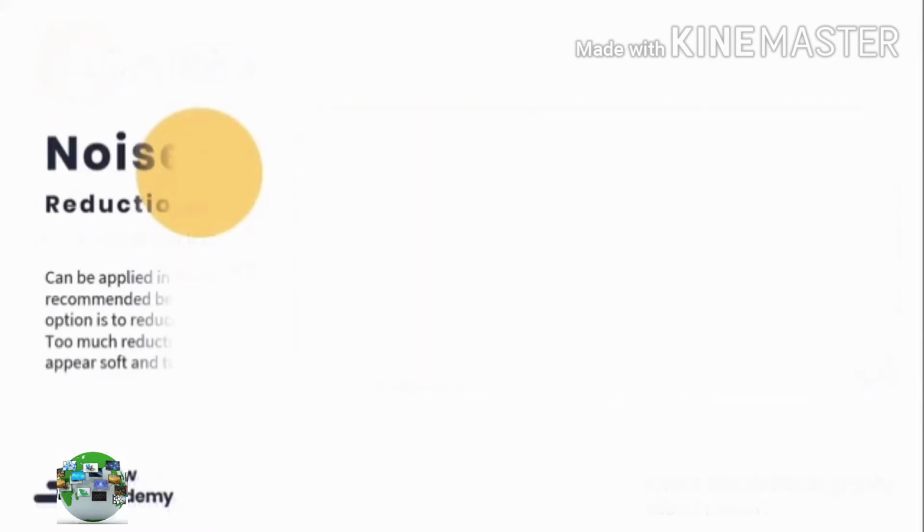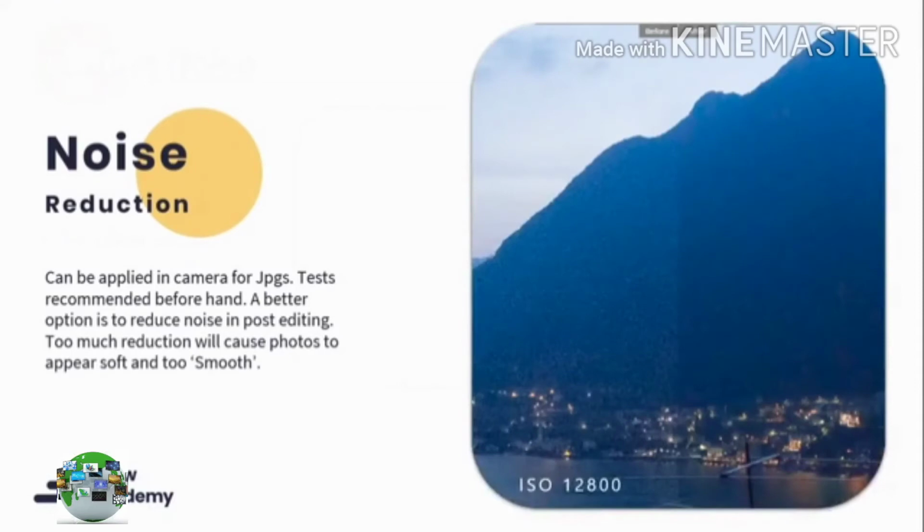Now, noise can be managed as well. There's a couple of options when it comes to noise reduction. Some phones will have the option to apply noise reduction in the camera itself. But a better option is to reduce noise via post editing, because if too much noise reduction is applied, the image will become soft and appear maybe a little bit too smooth.